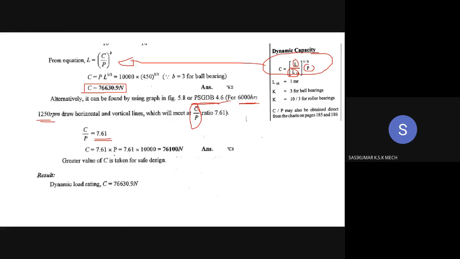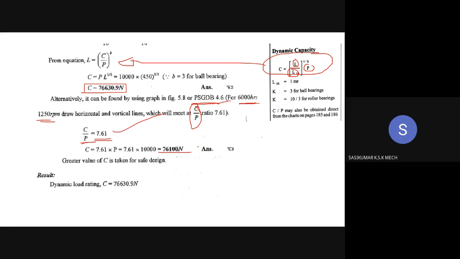Hours is 6,000 hours, RPM is 1,250. So around it will fall in this zone, that is 7.81 or greater than that. By interpolation they have taken it as 7.61. Now you find the dynamic capacity with respect to the given load. So 7.61 into P, so you will have 76,100 Newton. And this is the capacity of this bearing.